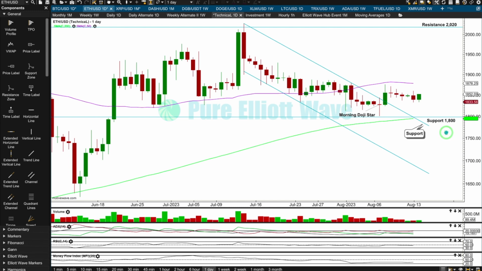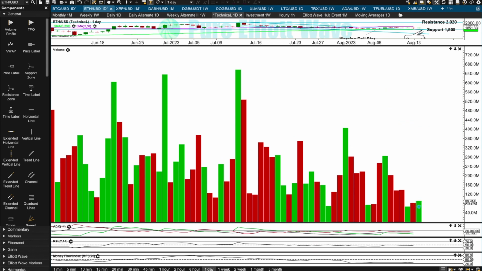Support about 1,800 continues to hold. Look out for next resistance, 2,020. The current session for Monday already, still in the morning, is showing an increase in volume. That's really good to see. So this looks like it's going to be a strong upward session. Not closed yet, we can't count on it, but it looks like that's how it's going to unfold.